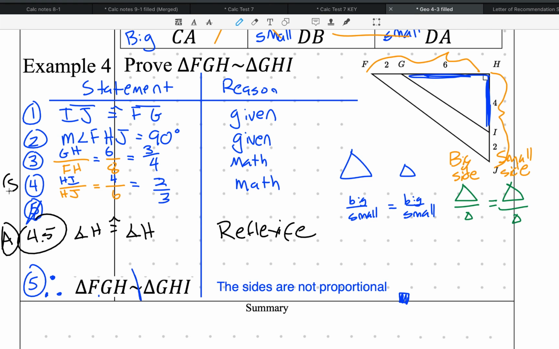So we have an angle. This would have been a side. This would have been a side. And then we would have had something like side angle side.